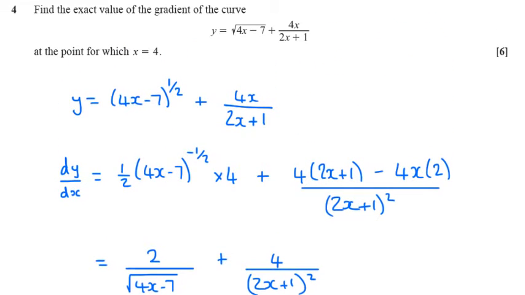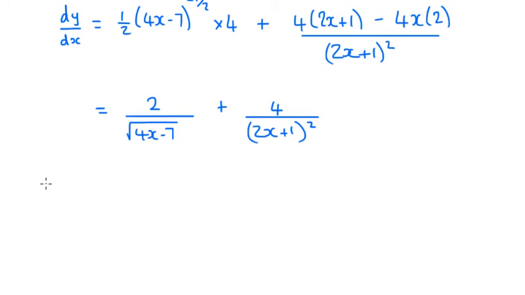And it wants us to work out the value of the gradient when x is equal to 4. Notice it says the exact value, so it's not going to want you to use your calculator. You're going to want to do this just mentally to keep everything in exact form. 4 4s are 16. 16 take away 7 is 9. And we're square rooting that, so that's just 3.